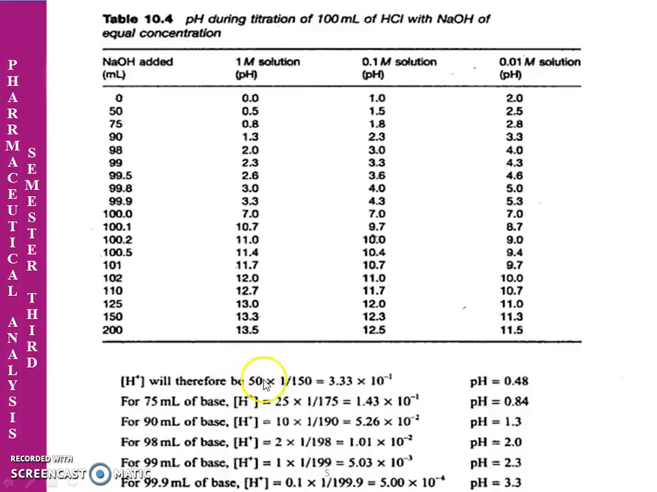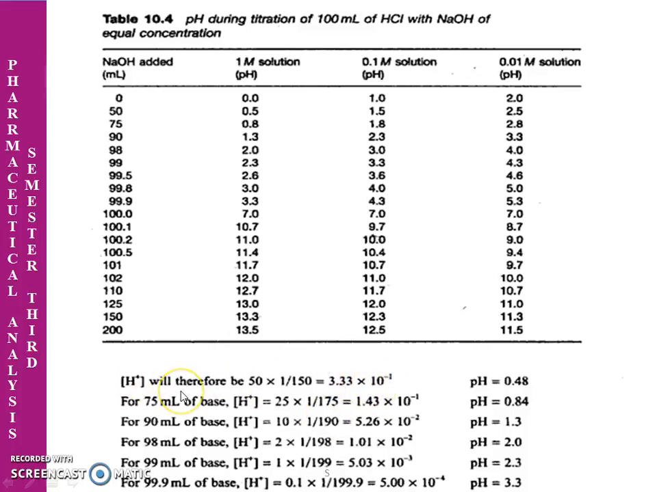50 is the amount of hydrochloric acid which is remaining, because it was assumed that it is 100 ml of 1 molar hydrochloric acid, and hydrochloric acid is a strong acid and gets 100% ionized. So when 50 ml of alkali is added to the solution, only 50 ml of hydrochloric acid is left, which is to be neutralized, and this is divided by the total volume of titrant plus the hydrochloric acid present in the conical flask, which gives the value of 3.33 into 10 raised to minus 1. This is the hydrogen ion concentration.